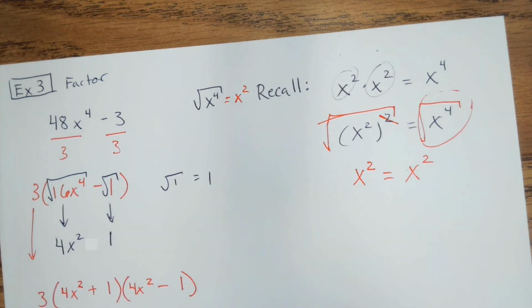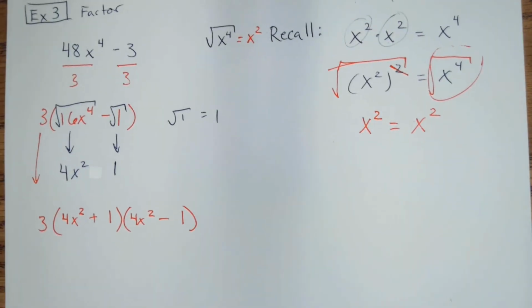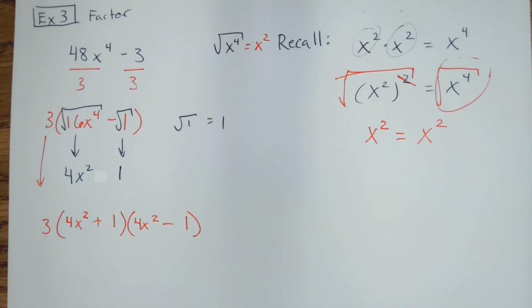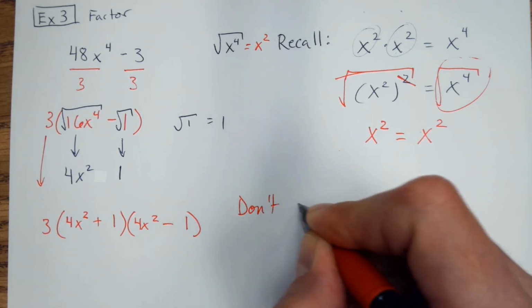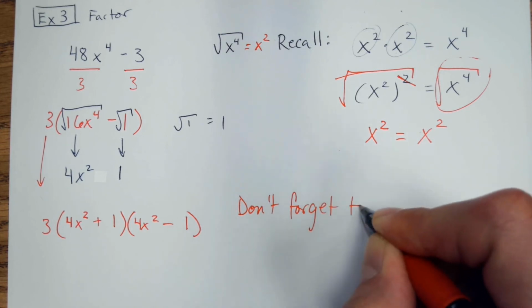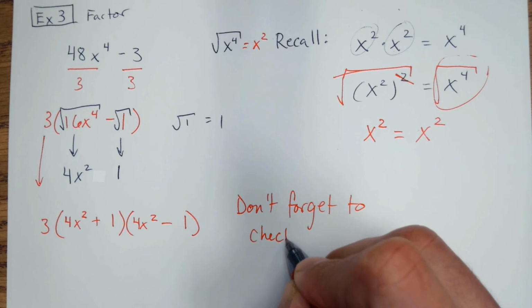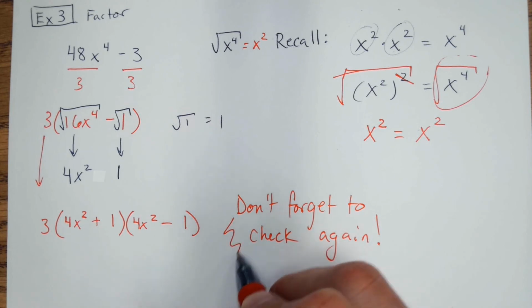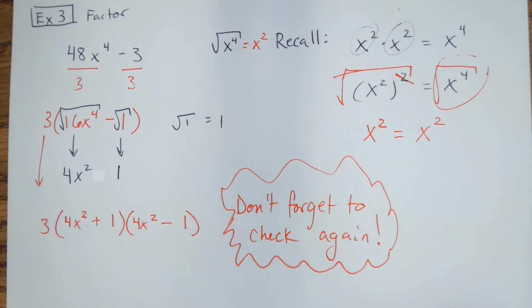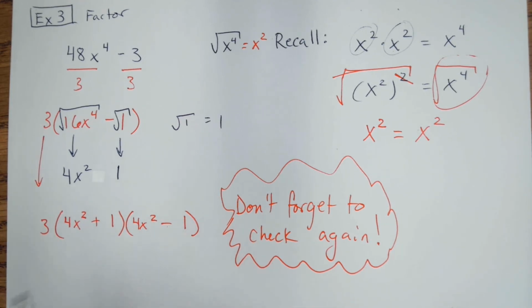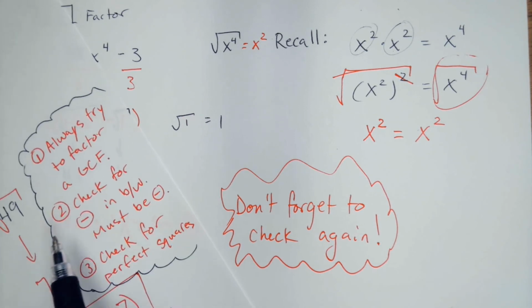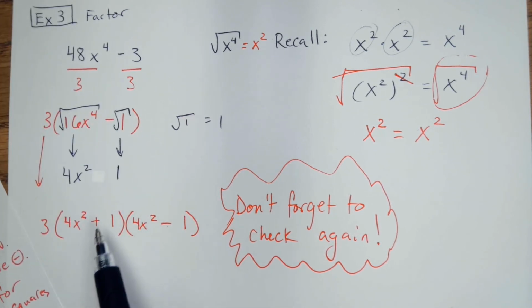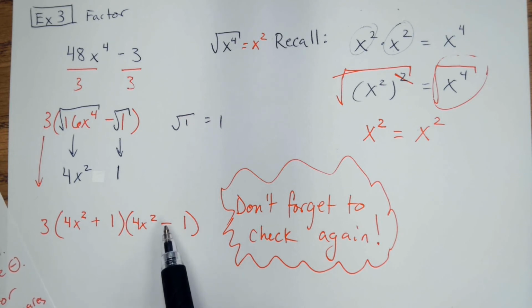and then don't forget to bring down the 3. But here's the tricky part: you should check again. Don't forget to check again. Because what do we have? Look at this. We have a minus sign in between. So check to see that there's a minus sign in between. There is one. Not on this one. We can't do anything with this. But there is a minus sign in between here.